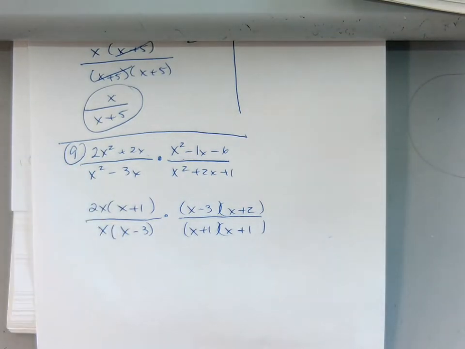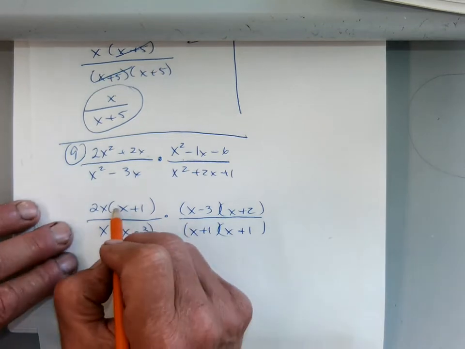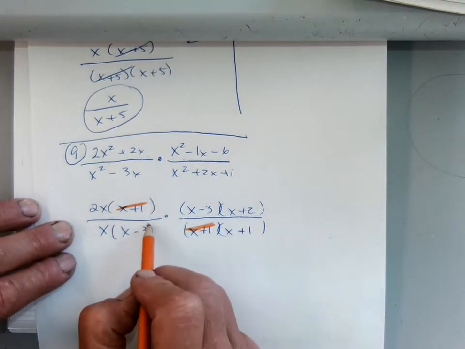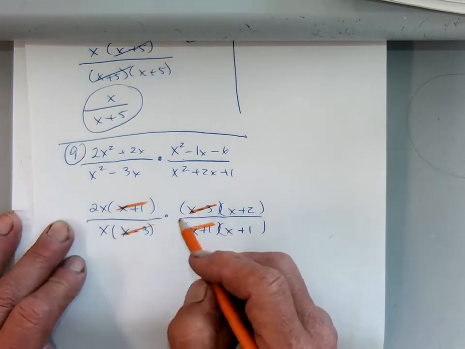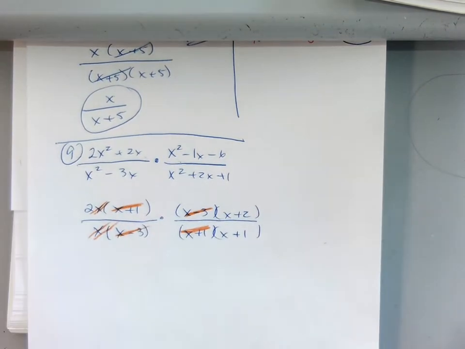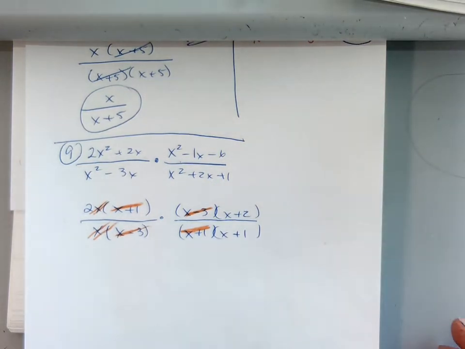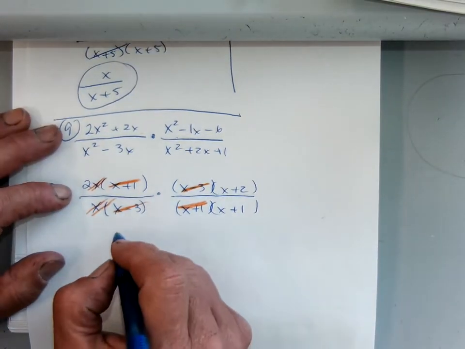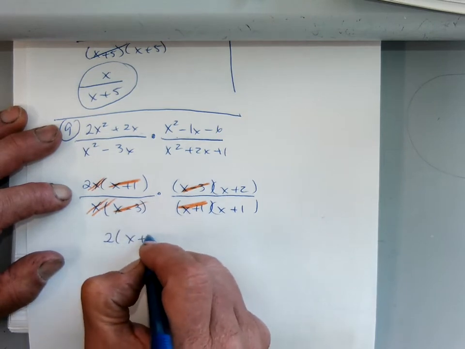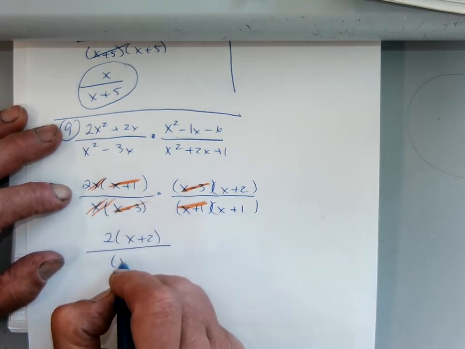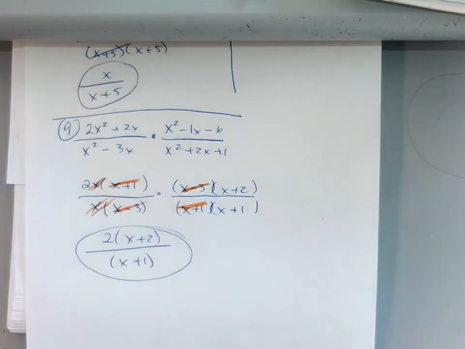Now, we're going to cancel anything on the top with anything on the bottom. We're just going to cancel. So, got an x plus 1 with an x plus 1. Got an x minus 3 with an x minus 3. I even have an x with an x. I think that's everything I can cancel, so what's left? Well, the numerator is 2 times x plus 2. And the denominator is just x plus 1. How am I doing? Is that it? That's it. Don't cancel the x's, because it's not an x, it's an x plus 2.